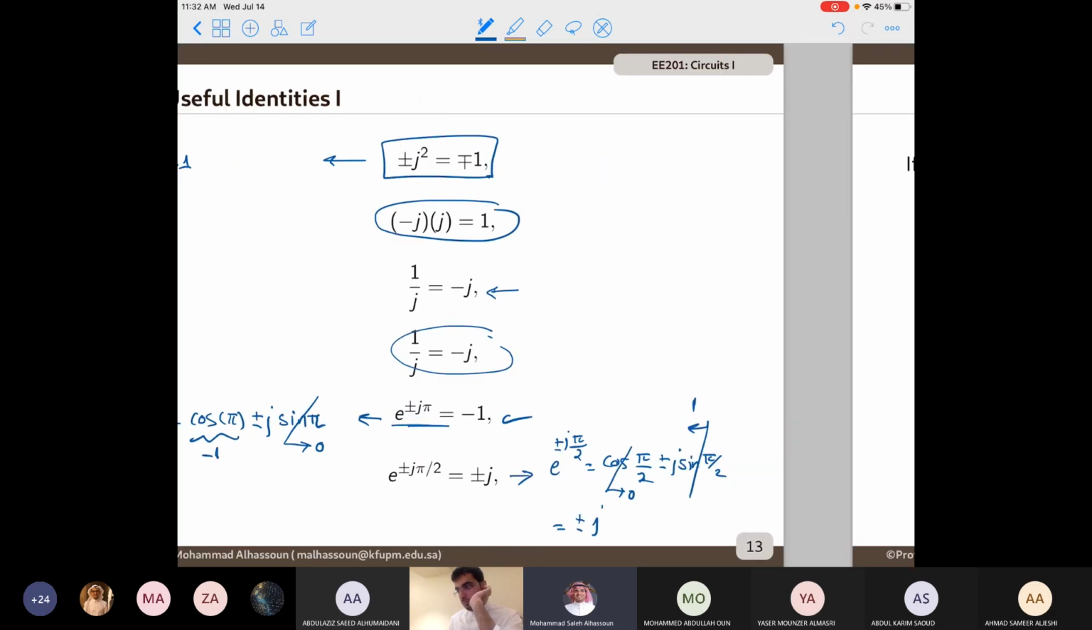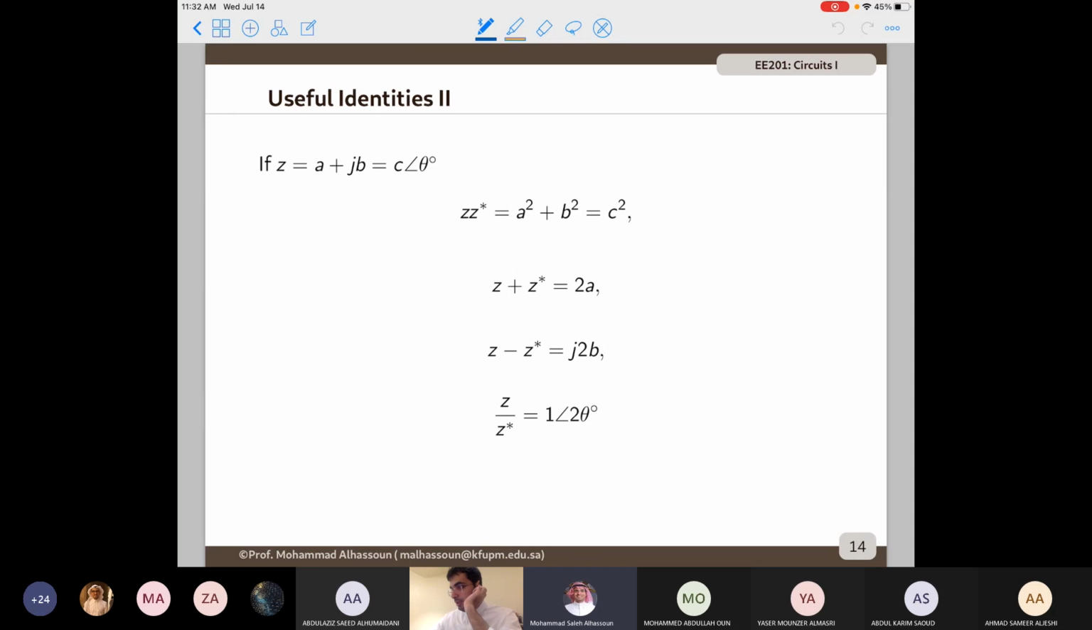Okay, so the last piece of information that I want to share with you is this one. If you multiply a number by its conjugate, then the result will be a real number, equal to the amplitude squared, or the magnitude squared. If you add a number with its complex conjugate, you will get a real number, which is equal to twice the real part of the complex number. If you subtract the number from its complex conjugate, you will retain the imaginary part scaled by 2. If you divide the number by its complex conjugate, you will get magnitude 1 and the angle is 2 theta.